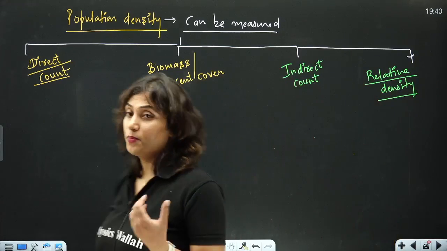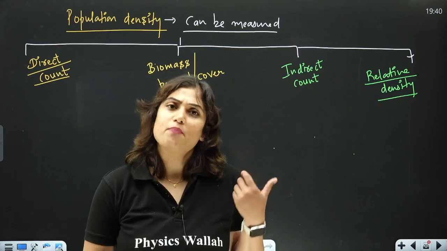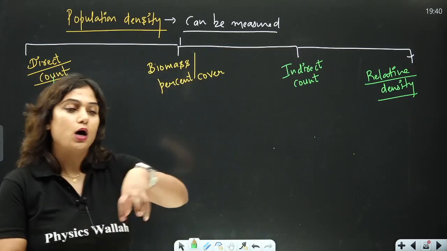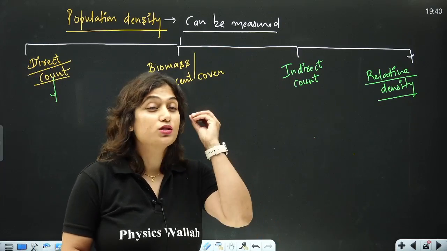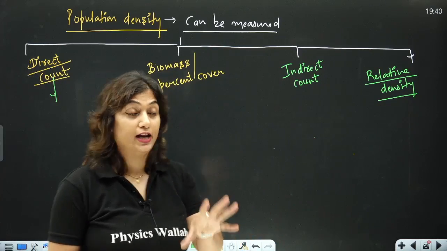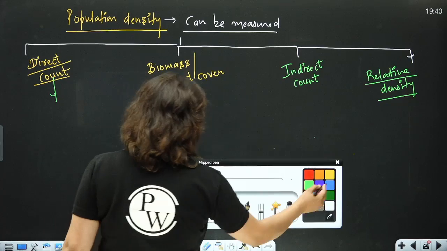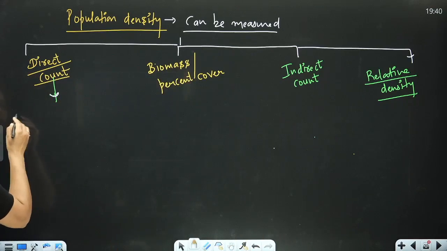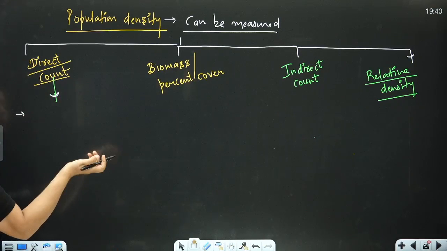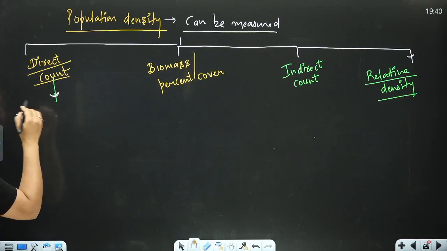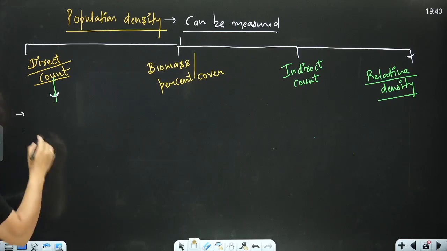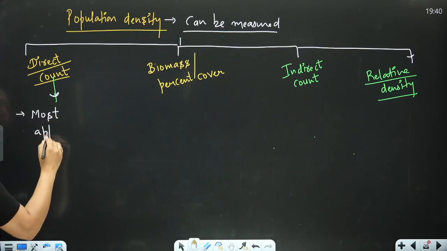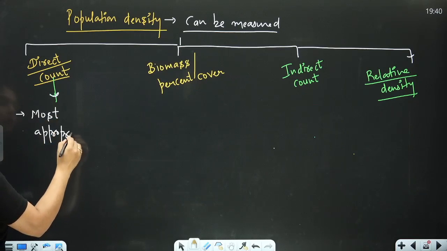So these are the 4 methods in which population density can be measured. Direct count means that you directly count the individuals, and this is the most appropriate method of calculating the population density. Like NCERT has given, direct count means the direct count, when you are counting the number of organisms directly. So this is the most appropriate method to count.